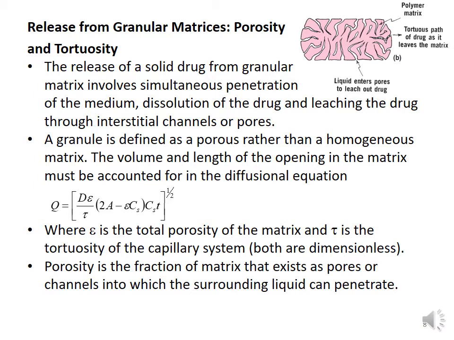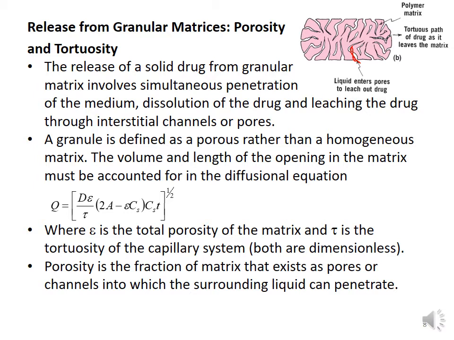Release from granular matrices. The difference between a homogeneous matrix and a granular matrix is that a granular matrix contains pores, and the drug is leached through these channels or pores. These are the pores, and the drug is released through these channels. And as you notice, the distance is not a straight line. Therefore, another parameter needs to be defined, which is tortuosity.